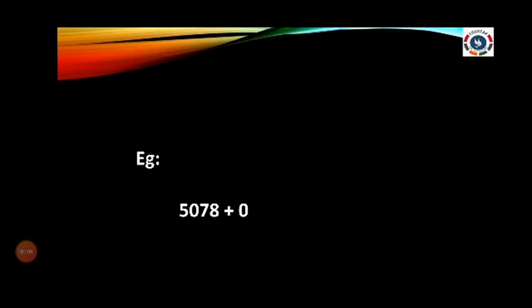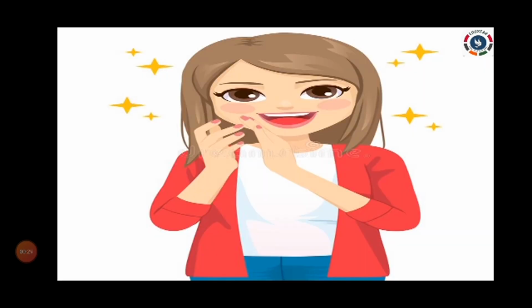Now I am going to ask another question for you. Example: 5078 plus 0. Already you know about that. Whenever we add any value to 0, we get the same value, isn't it? 5078. Now you tell me, this example comes under which property? Zero property or identity property. Okay, superb. Very good.